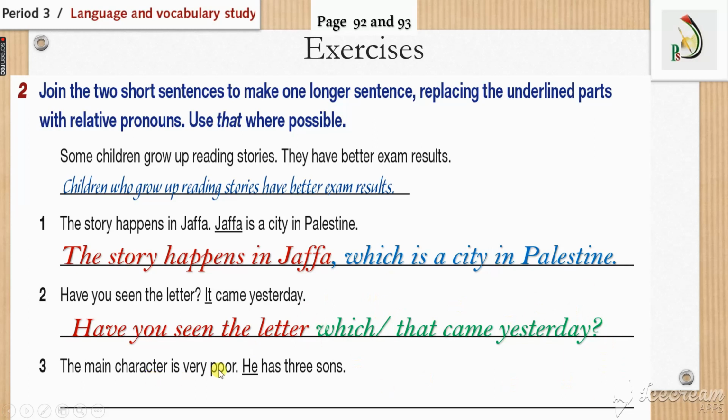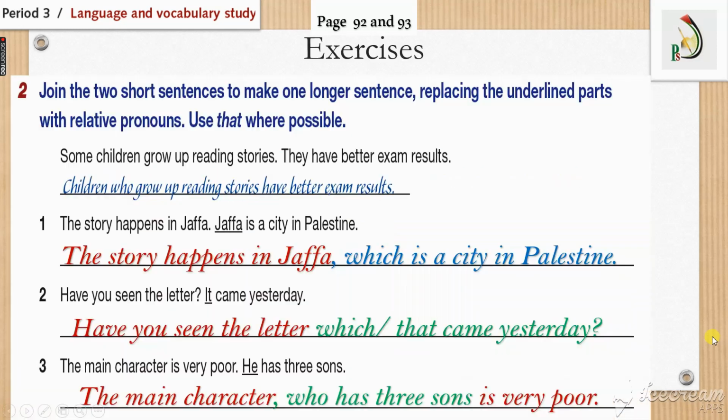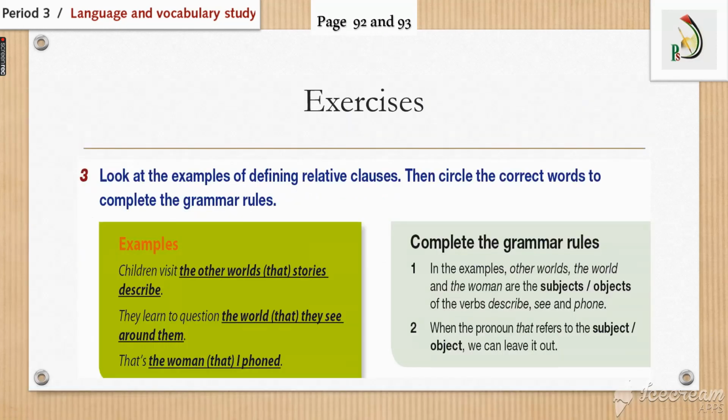The main character is very poor. He has 3 sons. Now this is extra information because the first sentence is enough. So the main character, who has 3 sons, is very poor. Here you have to add a comma. Okay? Now, based upon these examples, we are going to solve this question as well.